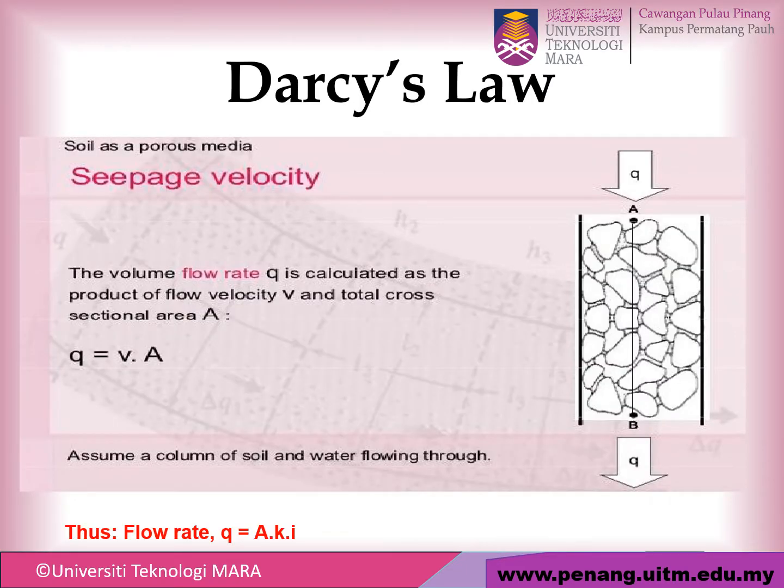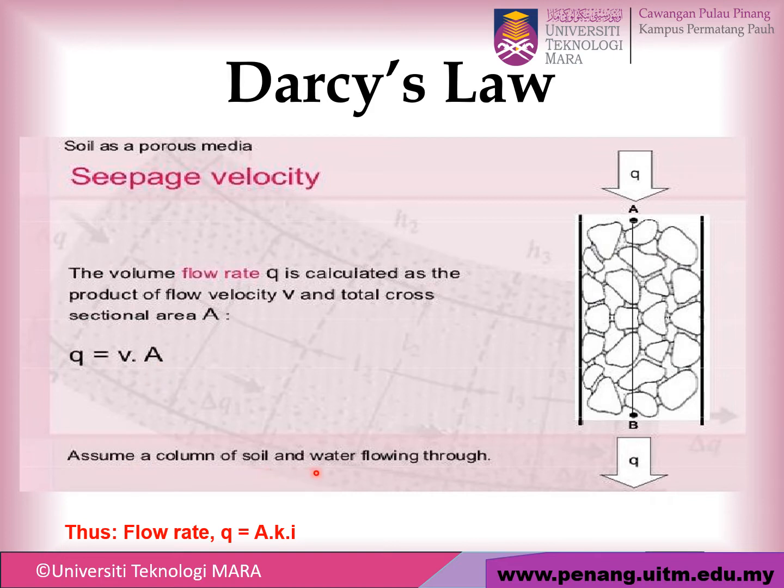Soil is a porous medium. Just now we were talking about the velocity, but this one, we are talking about the flow rate. Q is calculated as the product of flow velocity times total cross-sectional area. So Q is equal to V times A. Alright, so A is the cross-sectional area.